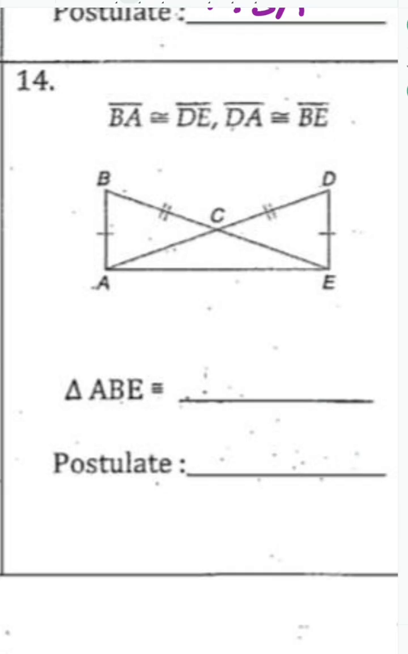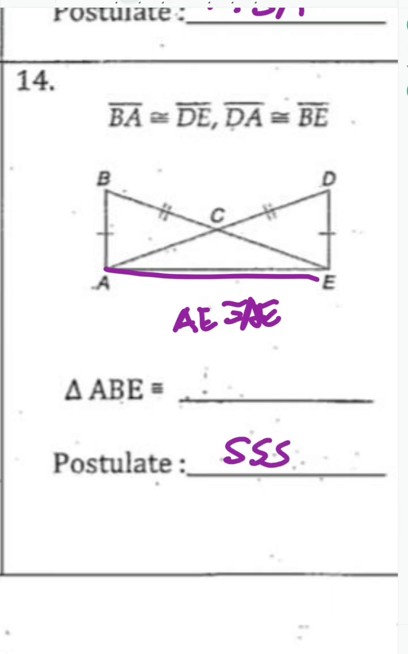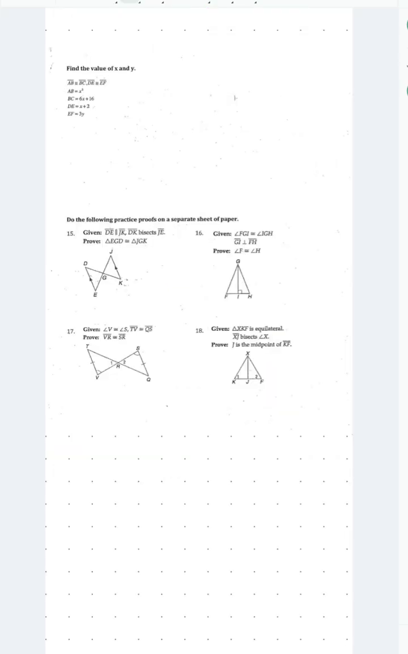Okay, BA is congruent to DE. Okay, DA is congruent to BE. And they share a common side, this one. AE is congruent to itself. And so you're right, SSS. So triangle ABE is congruent to triangle EDA. This one. That one, can you see that?